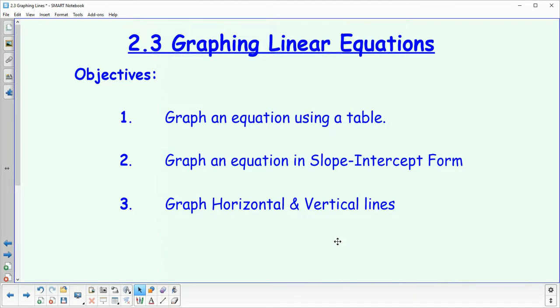Okay, so that is it for this lesson. Table, we just choose x values, solve for the y values. Slope-intercept, we're going to find our intercept first, plot that, then use your slope from b, up or down, left or right, plot your second point, draw your line. Horizontal lines are always left and right, vertical lines always up and down.